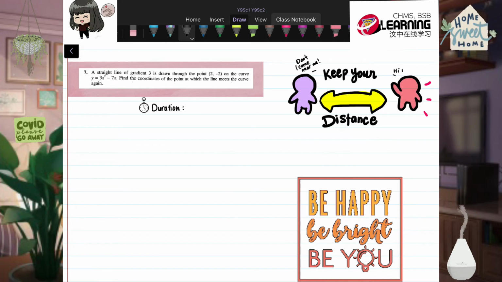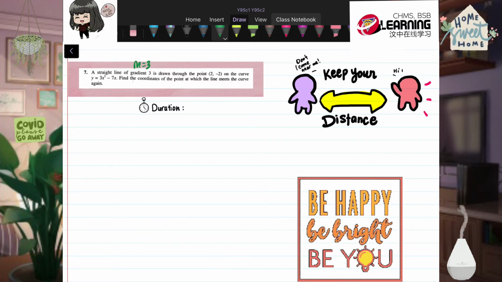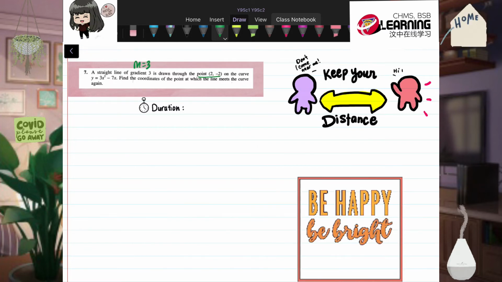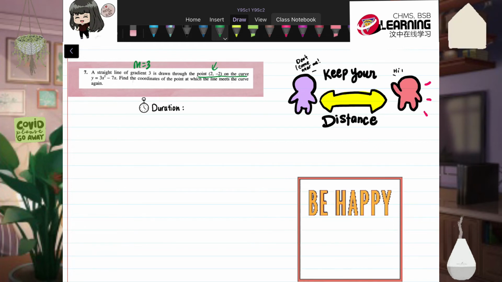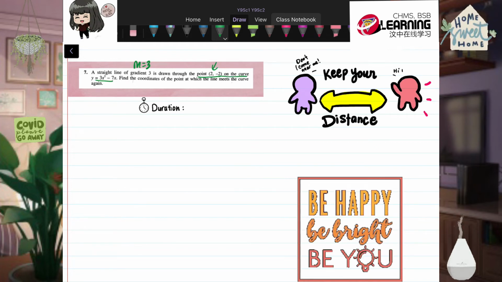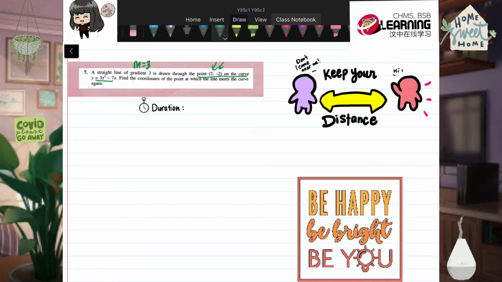Okay, so question 7: a straight line of gradient m, so m equals 3, is drawn through the point. This means this straight line is passing through here. It is drawn through the point on the curve, which means it's also passing through the curve. So this curve is passing through (2, -2), this point, and also the line.